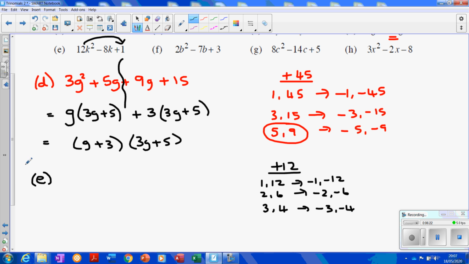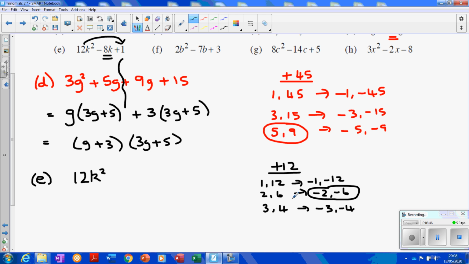So for part E, I'm looking for minus 8 as a middle term. So that gives me 13, that gives me minus 13, that gives me 8, and that pair there give me minus 8, so that's the pair that I want. Okay, so we've got 12k squared, so we write that down.